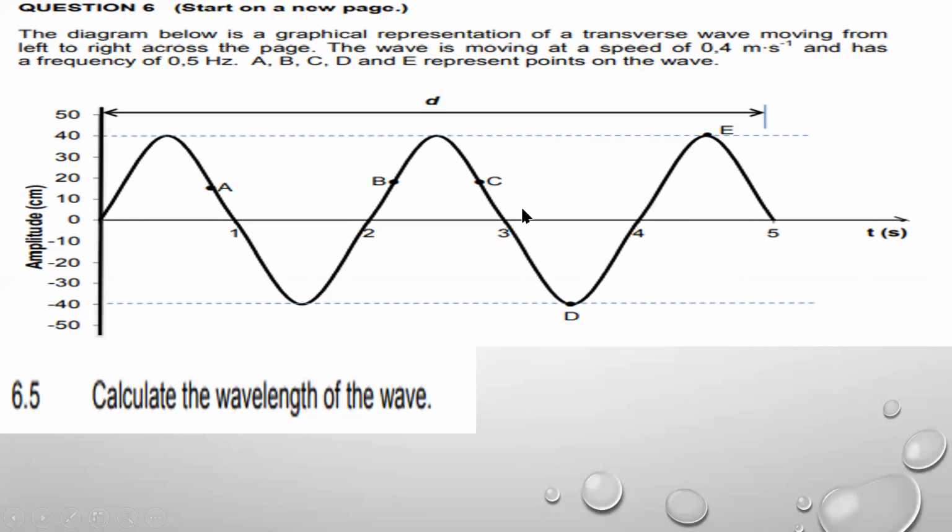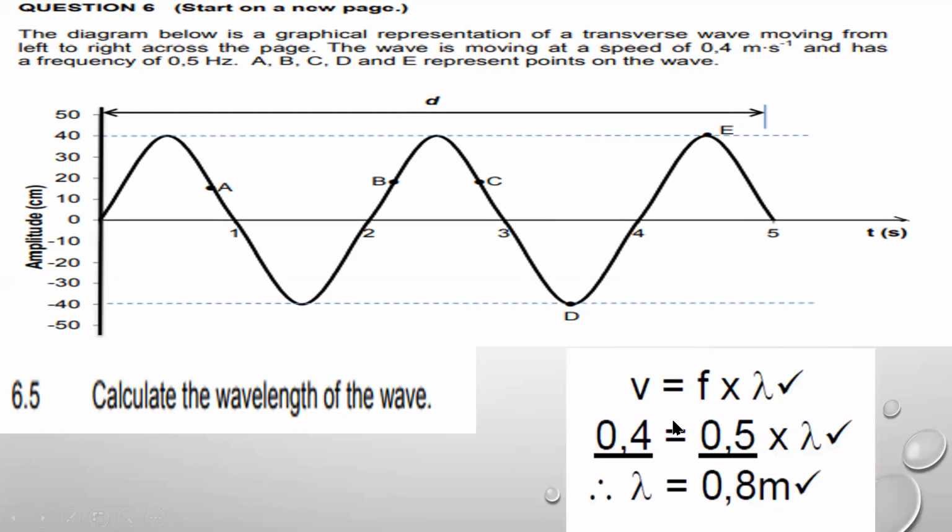Next question, calculate the wavelength. How can we calculate wavelength? We should check the other givens. Speed is given, 0.4. Okay, frequency is given. We can calculate with our formula. So V equals f times wavelength. V is given, frequency is given. You can get a wavelength of 0.8 meters.